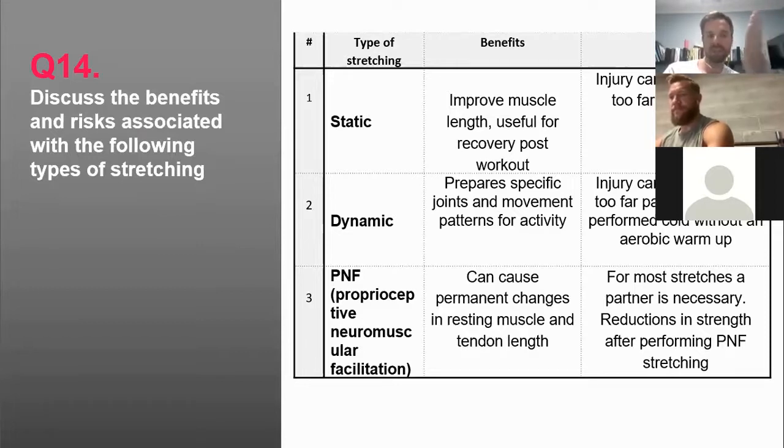Have you done that before, James? You done that PNF stretching before? Yeah. Stretch, contract, relax sort of stuff.